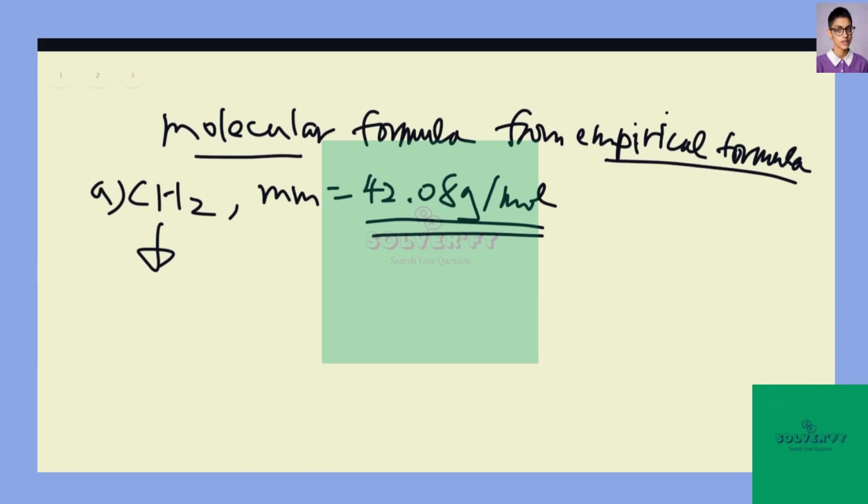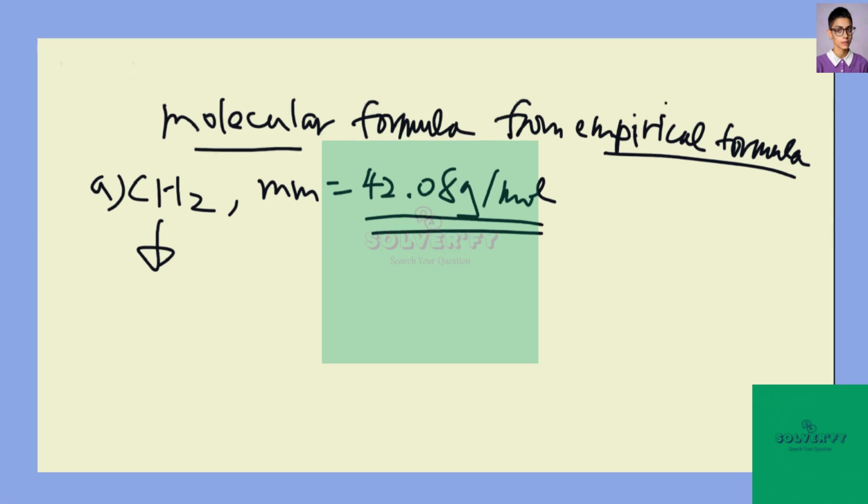So we have to find out the molecular formula from the given empirical formula. For A, the empirical formula will be CH2 and the molar mass of the molecular formula will be 42.08. The difference between the molecular formula and the empirical formula is that the molecular formula is just a multiple of the empirical formula. So therefore, it can be applied to the empirical molar mass.